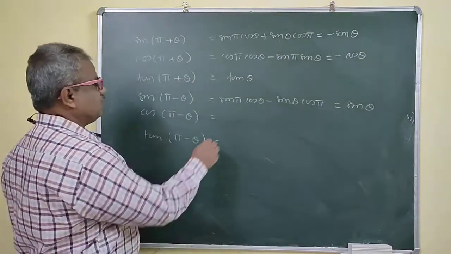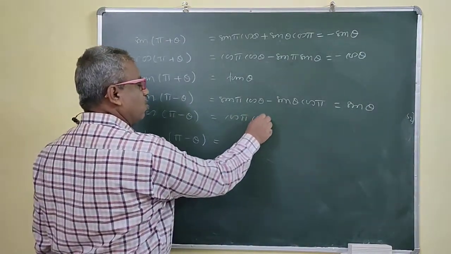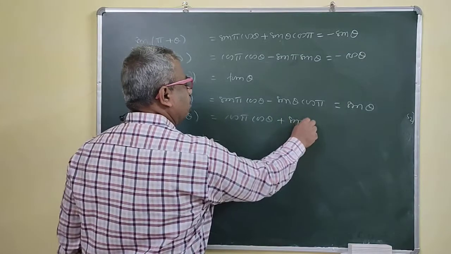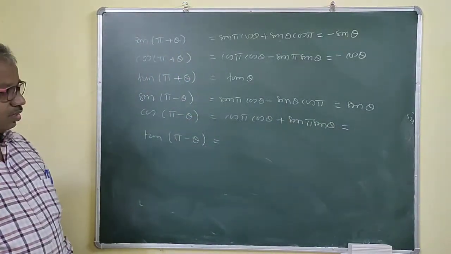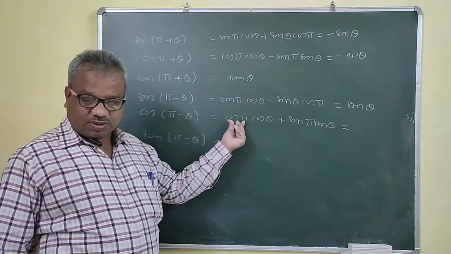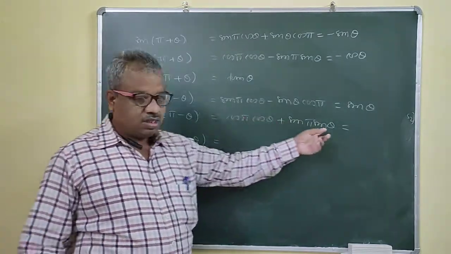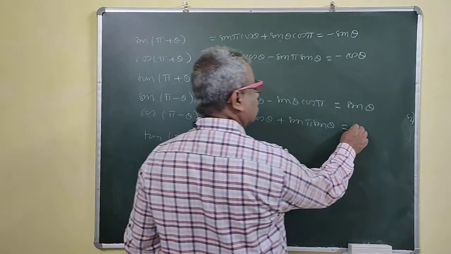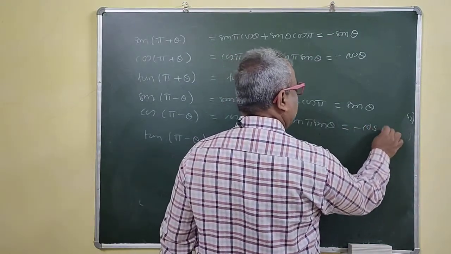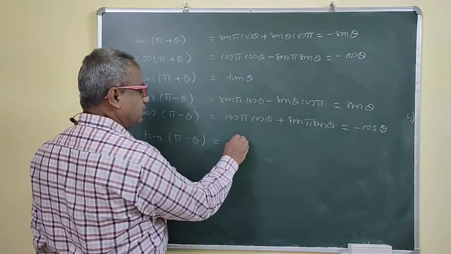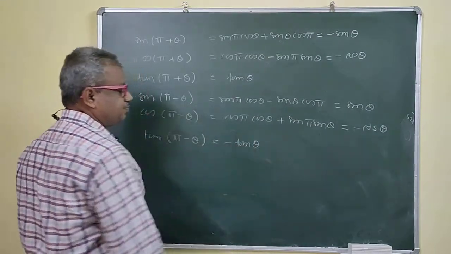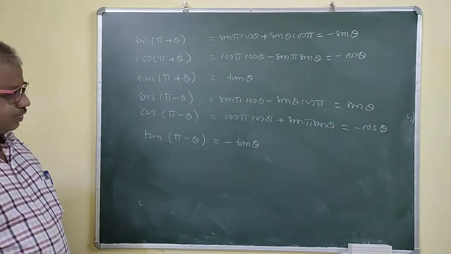Now cos of pi minus theta is what? Cos pi cos theta plus sin pi sin theta, right? Cos pi is minus 1, so this is minus cos theta, and sin pi sin theta is 0. So minus cos theta. And tan of pi minus theta is what? Minus tan theta.